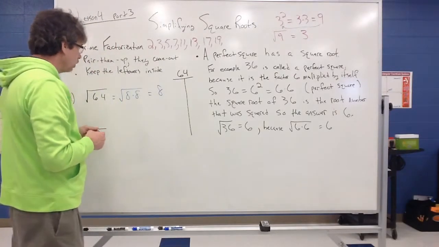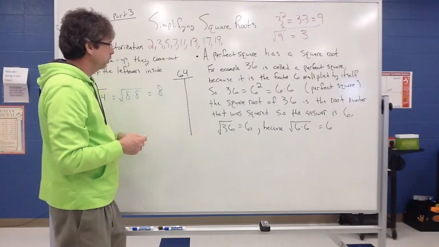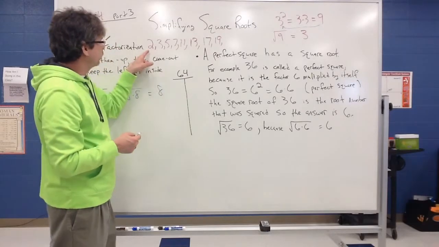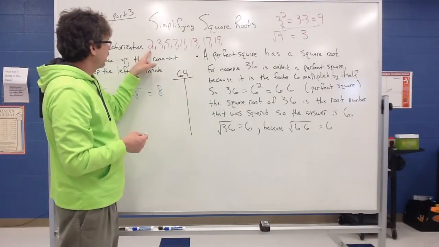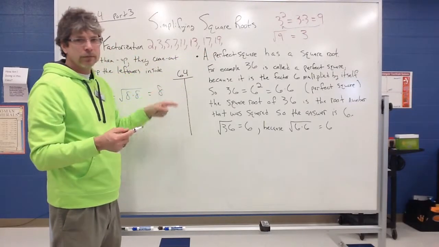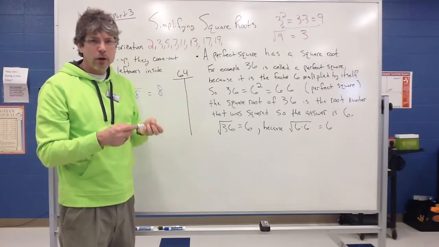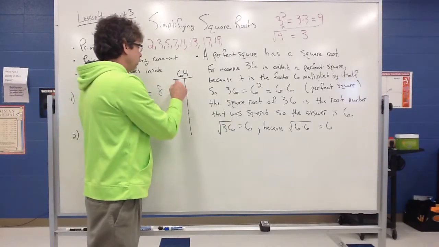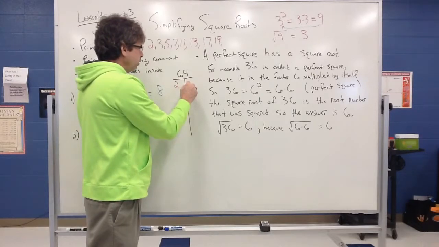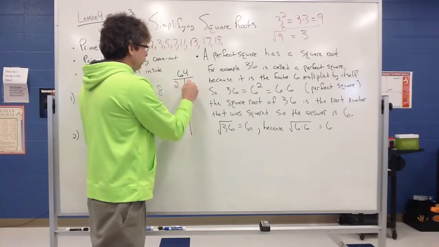So when it comes to breaking down this 64, what I can do is just start with the 2 and work my way through these prime numbers. Ask yourself, does 2 go into 64 evenly? Well, since 64 is an even number, I know I can divide 64 by 2. So 2 goes into 64 32 times.